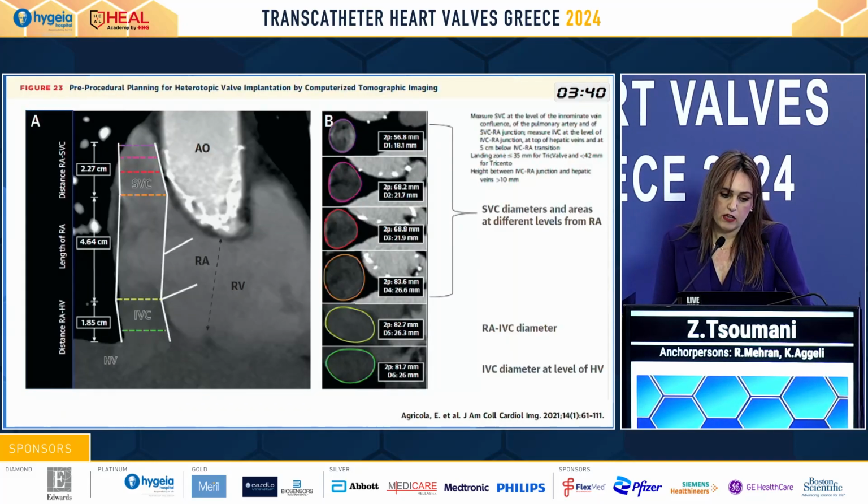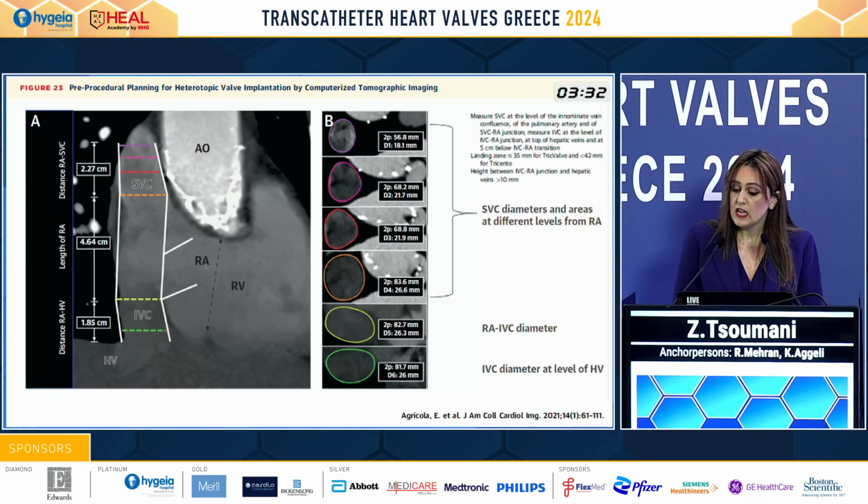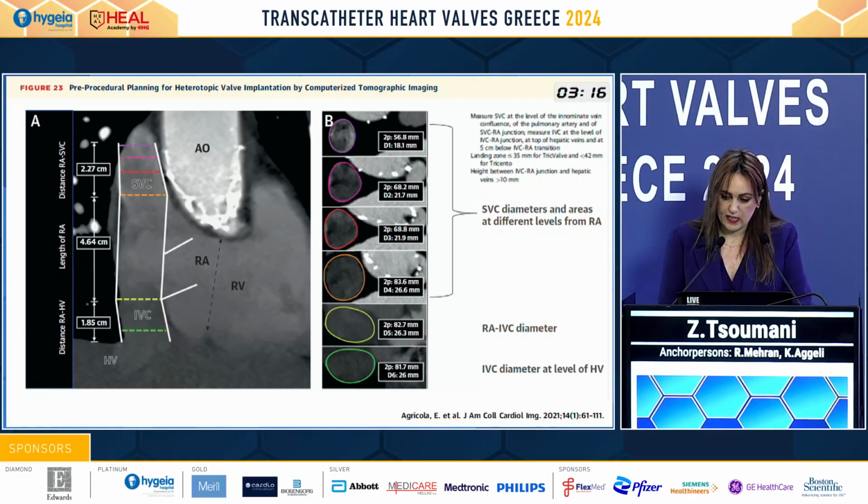If we are going for a heterotopic valve implantation, then CT can help by measuring the SVC diameters and areas at different levels from the right atrium, the IVC diameter at the RA and IVC point, as well as the height between the IVC and the first hepatic vein.